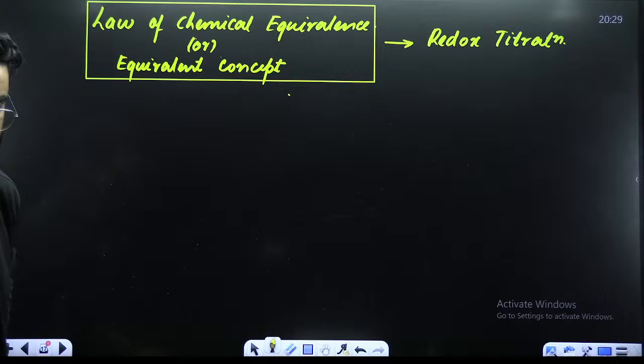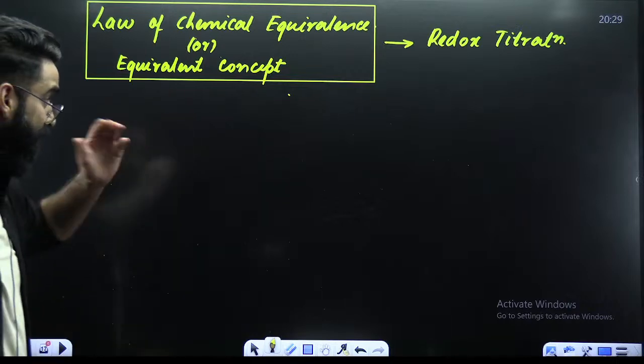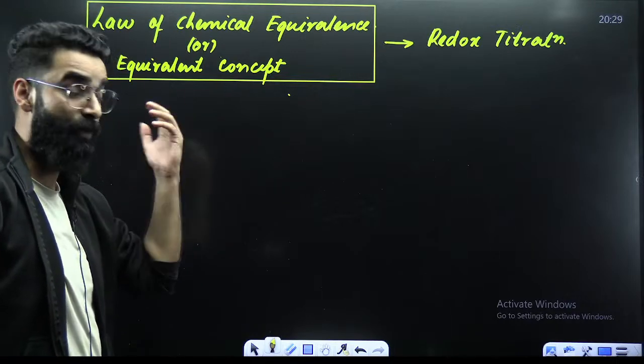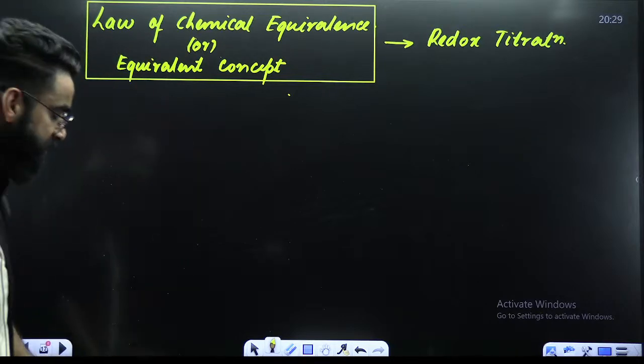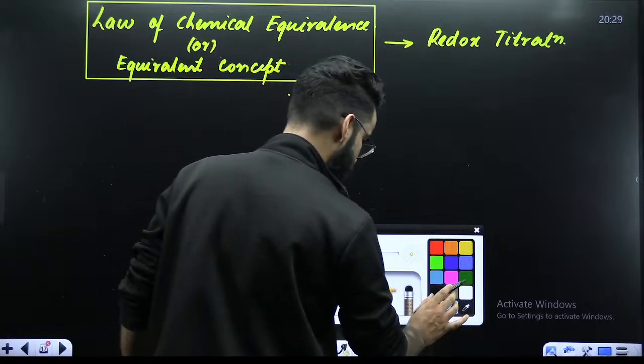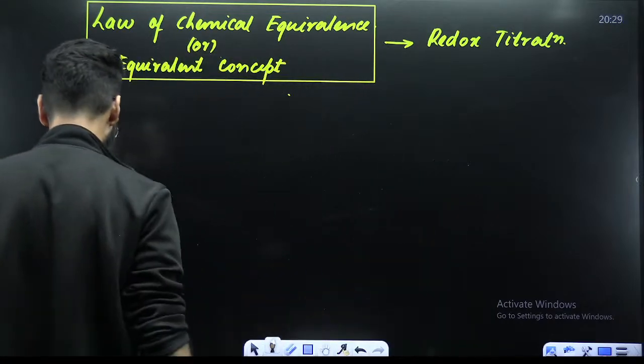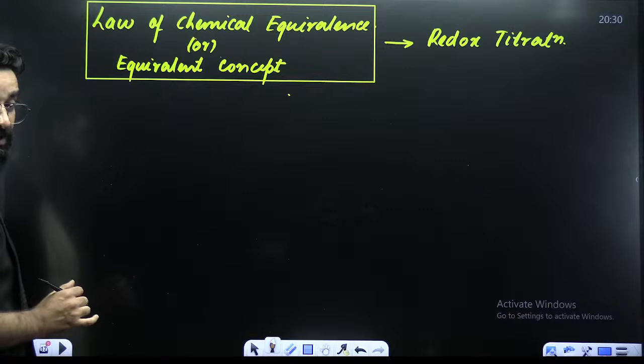See guys, look here. Let's try to understand what this equivalent concept is all about and how exactly we are going to use it in redox titration. There are a set of questions which I've come up with, which I'm going to show you, but before that, let's understand what this equivalence is all about.